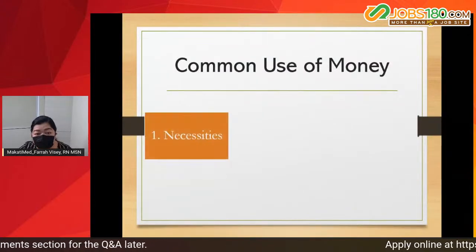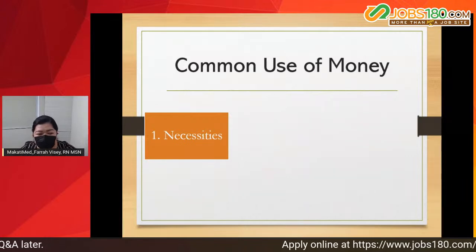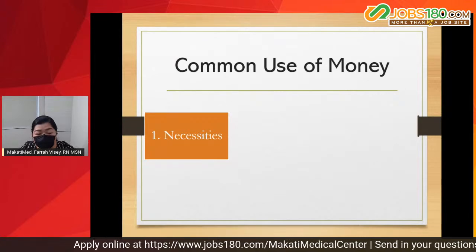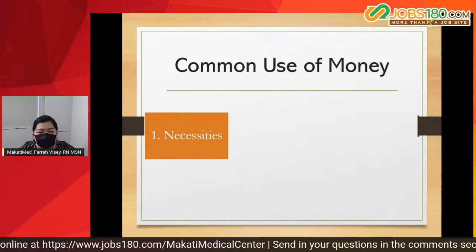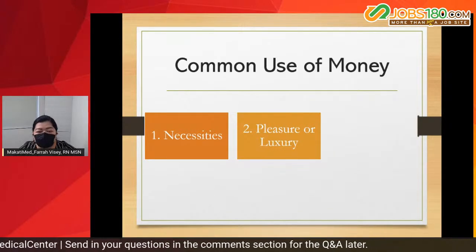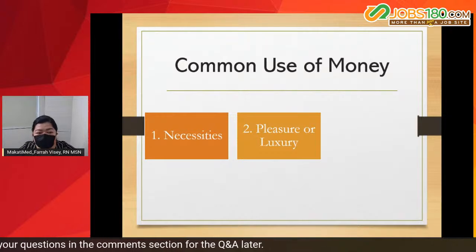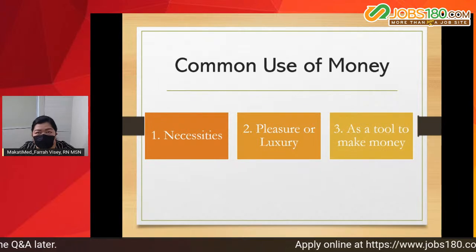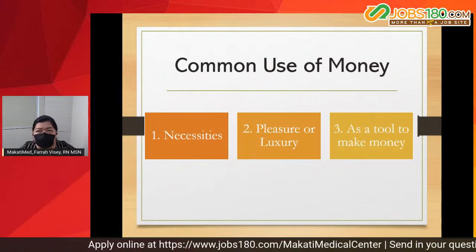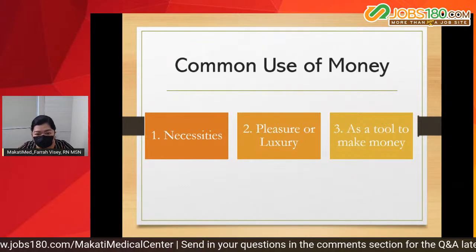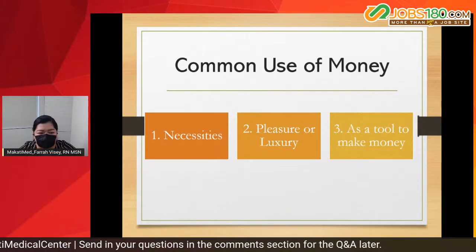So what are the common uses of money? Of course, this is for necessities. When you say necessities, these are the basic commodities that we spend on in our lives: food, shelter, clothes. The second one is for pleasure or luxury, like our travel, luxury bags or luxury clothes. And the third one is as a tool to make more money. These are the investments, the forms of business wherein you can make more wealth from the money that you have.